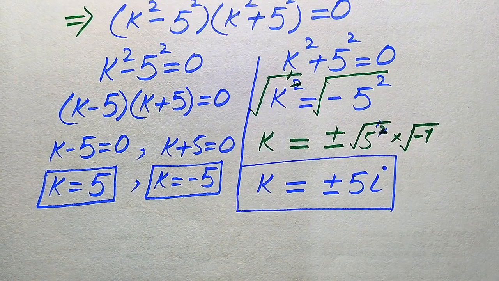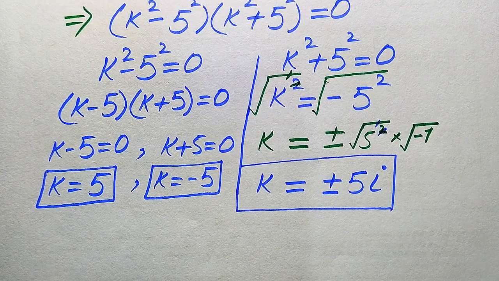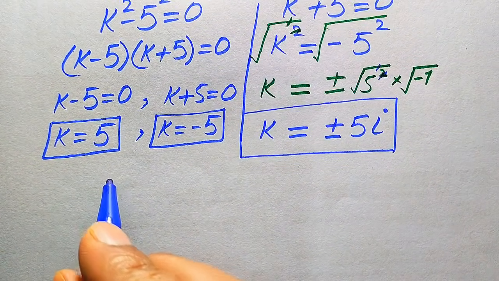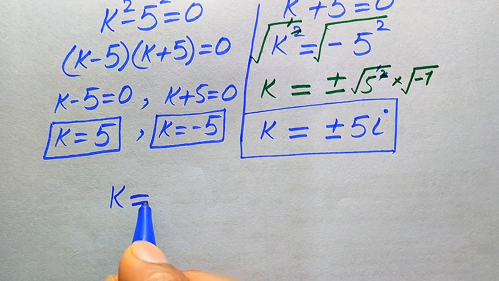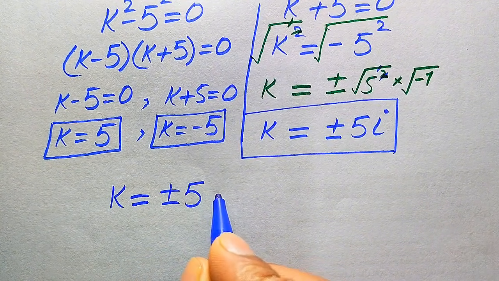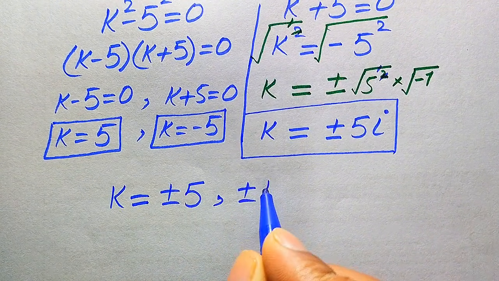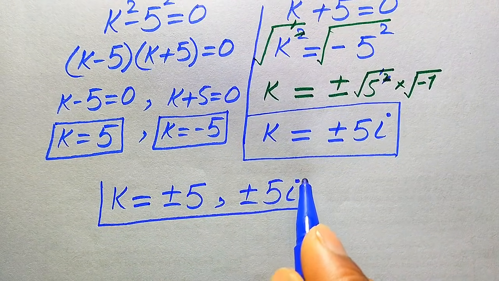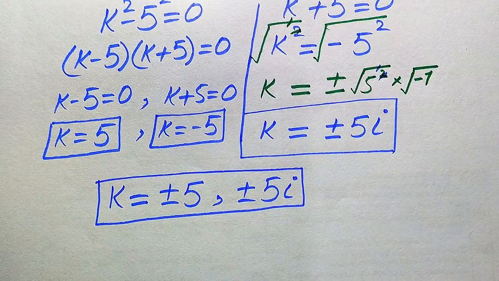Because our equation is a fourth order equation, we obtain four roots of the given equation, in which two roots are real, and that is k equals to plus minus 5, and the other two complex roots are plus minus 5 iota. So these are the four roots of the given equation which we get in this method.